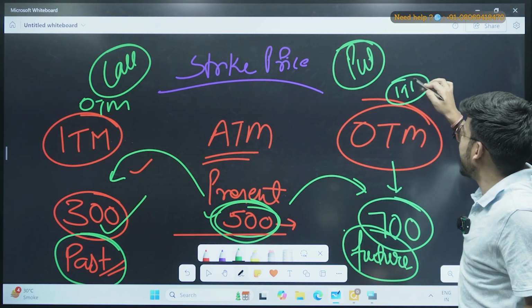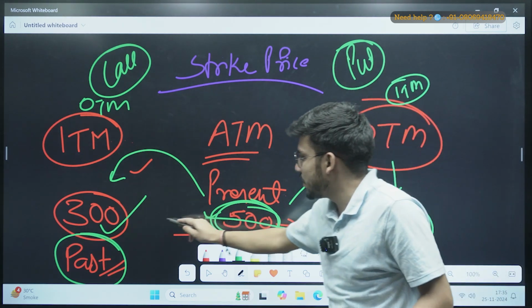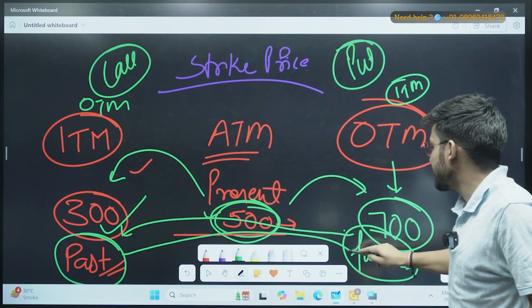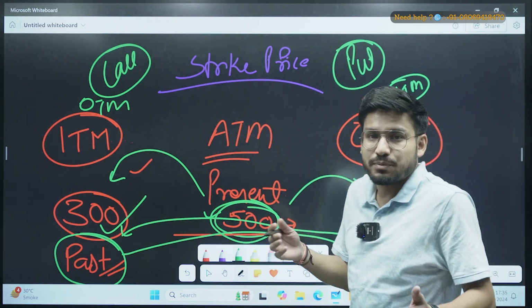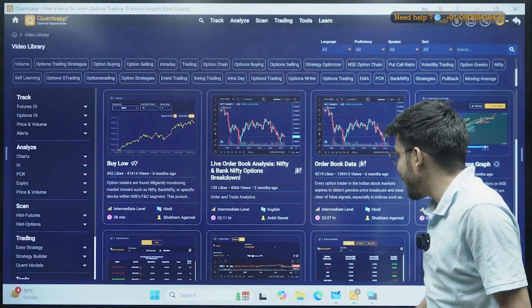So this will be my ITM. So again, this will also change. So this will be my future and this will be my past, right? So I hope this is much clear to you now. Okay, so let's see in the application as well.